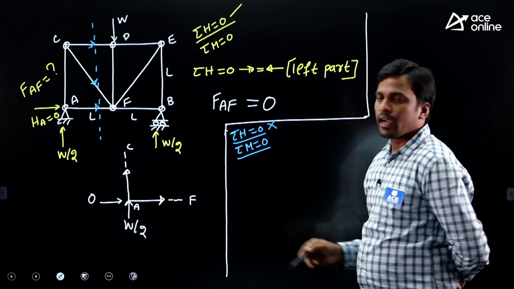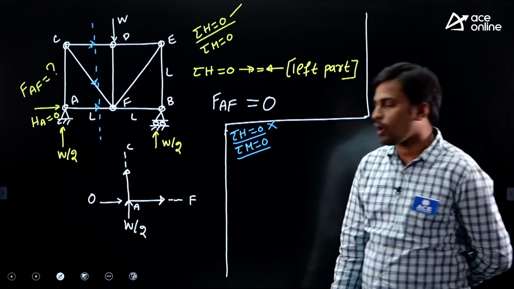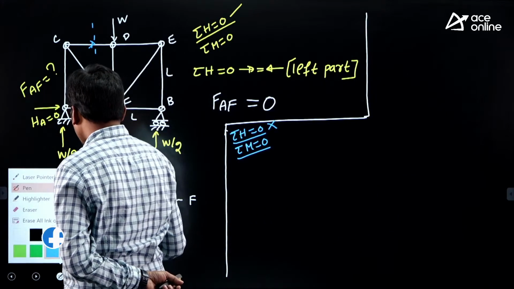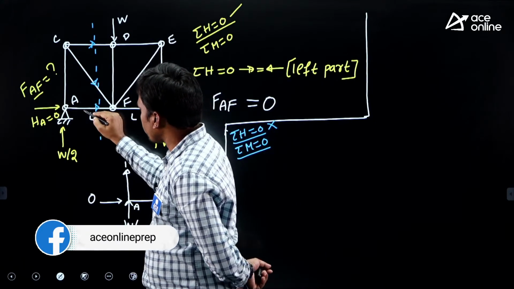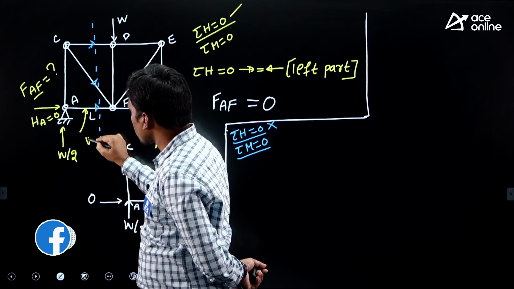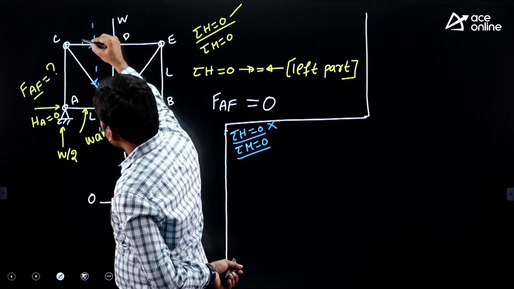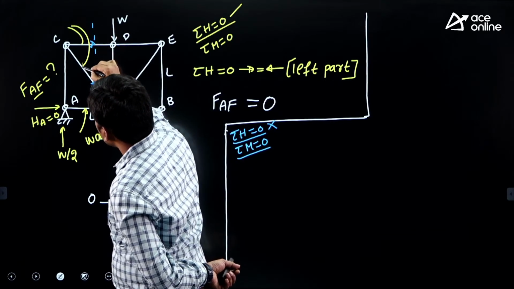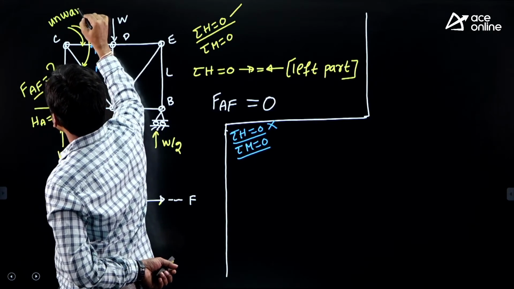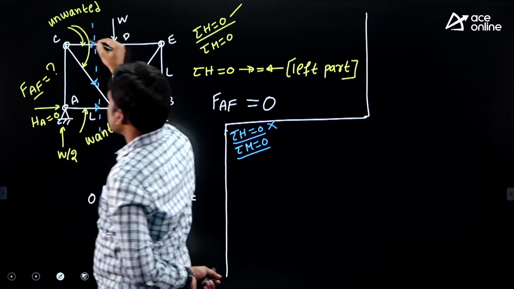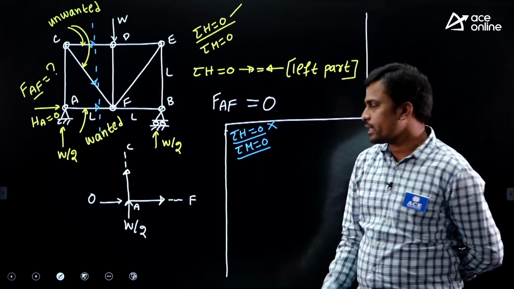Next, try with sigma M. I told you, for sigma M, which concept we have to follow? The wanted and unwanted member concept. Now tell me which one is the wanted member here. I want to find the force in member AF, so member AF is the wanted member, and the remaining cut members are unwanted members. I told you that to know whether sigma M is possible or not, all the unwanted members should meet at a single joint.